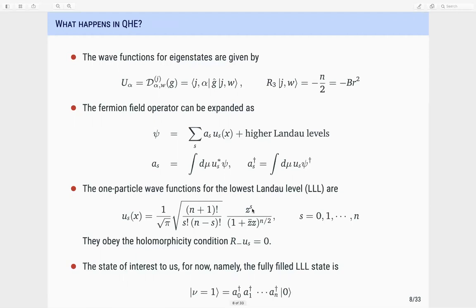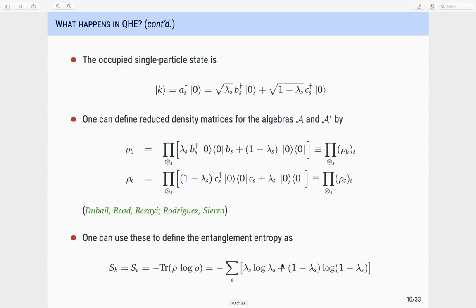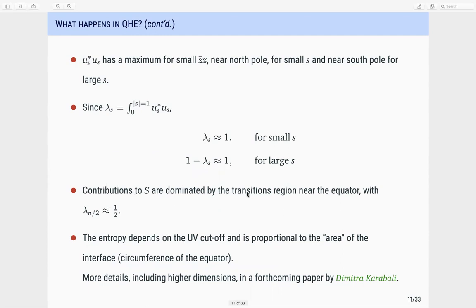That peak for small values of s will lie in the northern hemisphere near the North Pole. And for large values of s, it will lie near the South Pole. Okay? That means that lambda s is nearly 1 for small s, and lambda s is nearly 0 for large s, meaning that in either limit, the contribution to the entropy is very small. The dominant contributions to S will arise from the transition region, which is near the equator, where you have lambda at some kind of middle value, where lambda is approximately half.